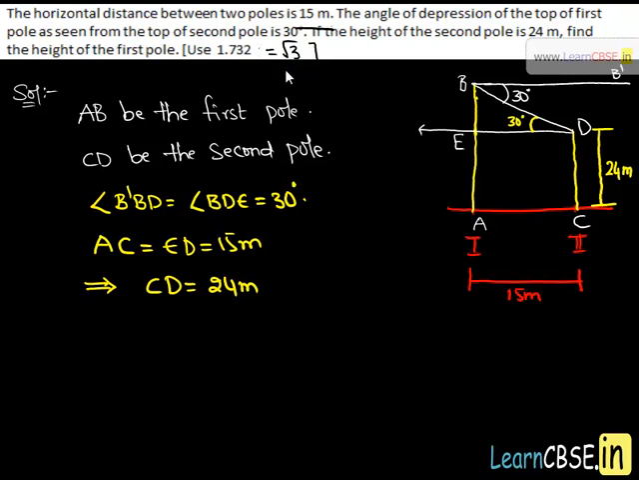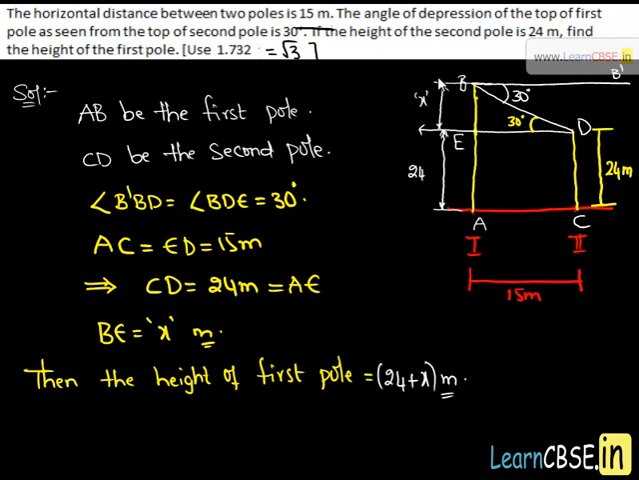What we are supposed to do is find out the height of the first pole. We know the height of second pole which is CD, 24 meters, and it is equal to AE, but we don't know the height EB. To get EB we have to use trigonometric ratios. Let us assume BE is equal to x meters. Then the height of the first pole is 24 plus x meters. Now let us find the value of x using triangle BED.